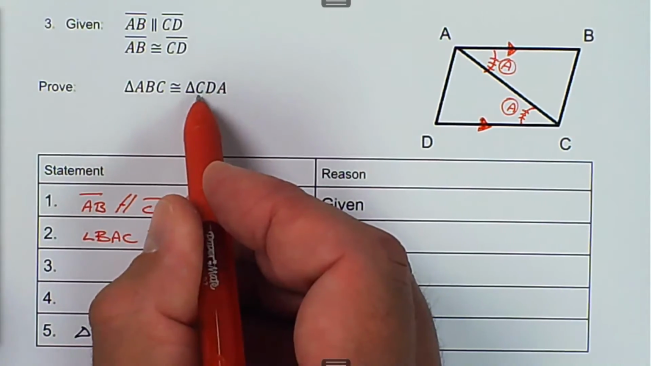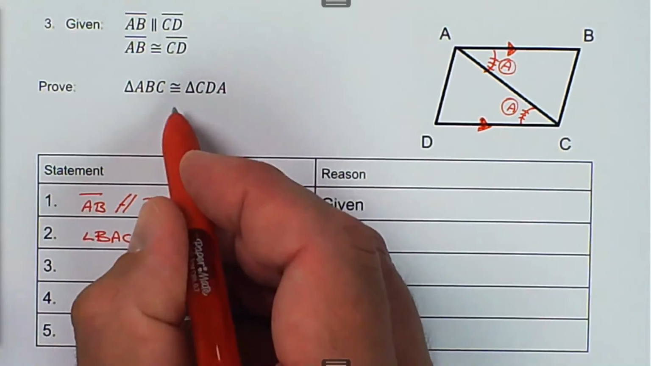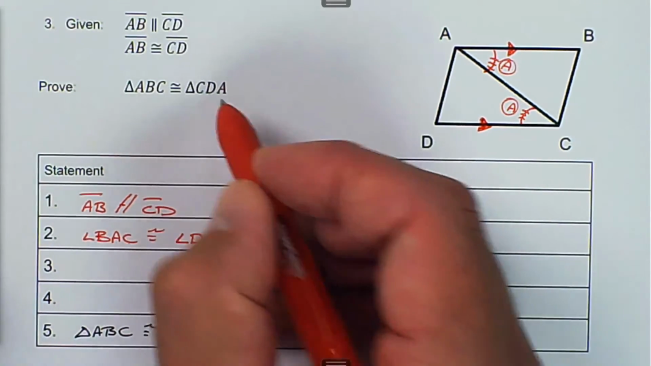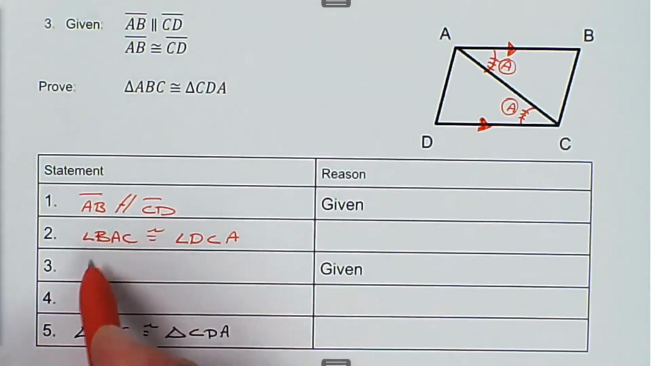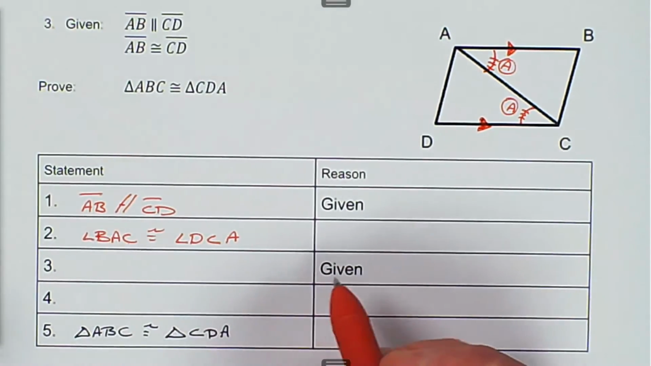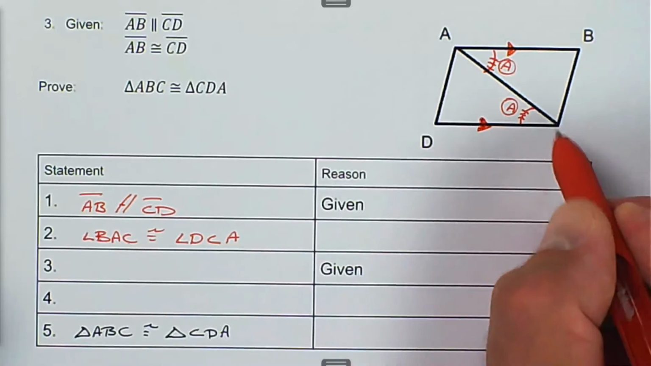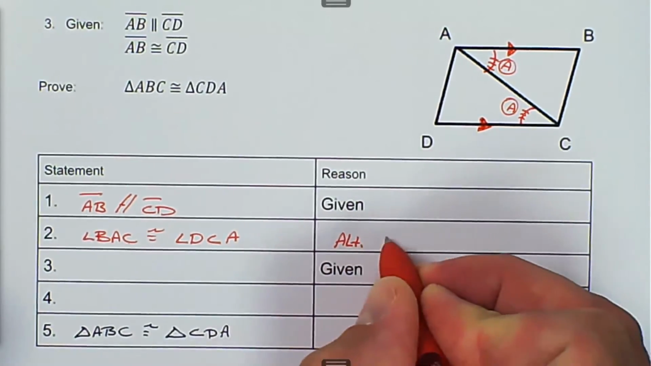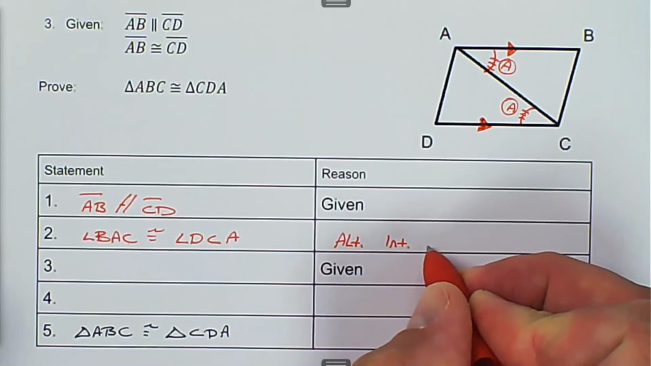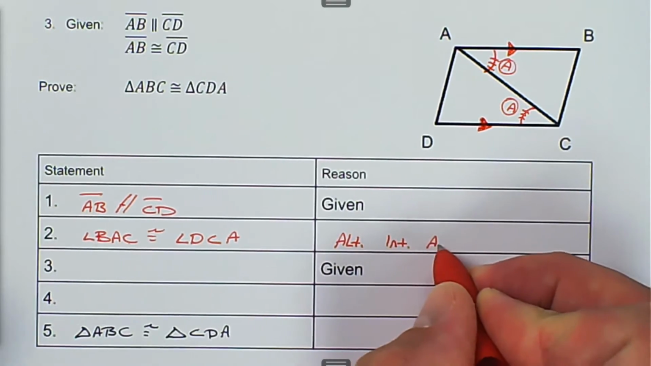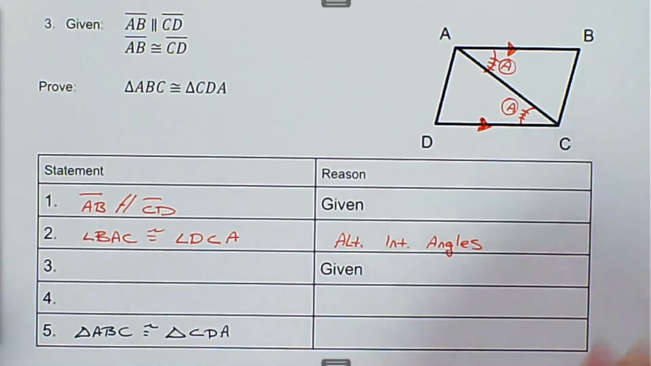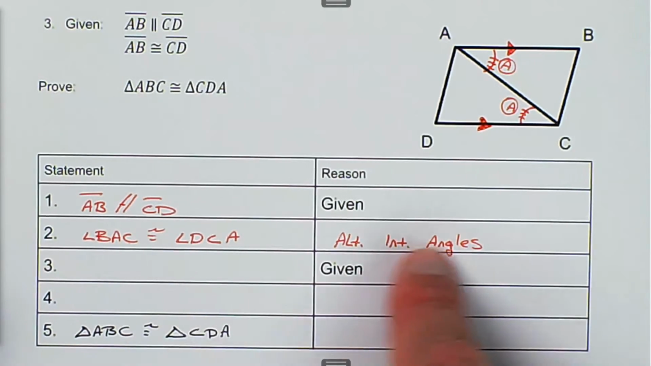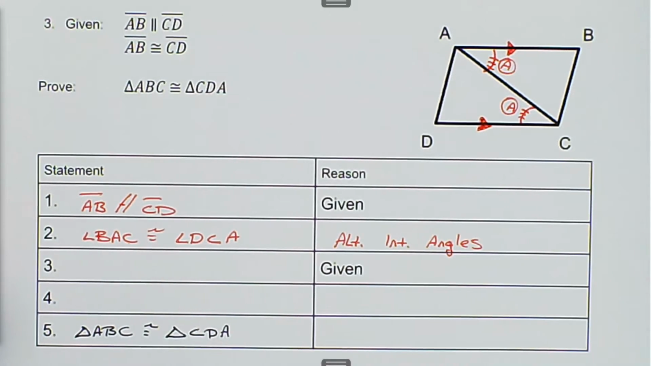A is the next one. A was first, so C is next. And C was last, so A is last. So now we have the angle named correctly. And the reason that we can say that those are congruent is because of alternate interior angles. So the parallel lines ended up giving us those congruent angles based off that relationship.